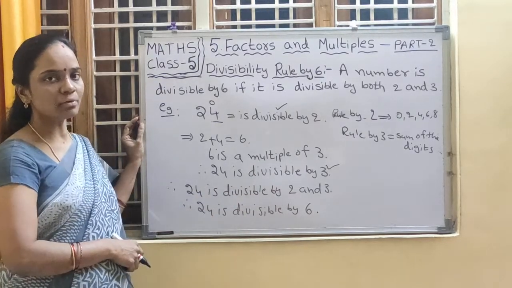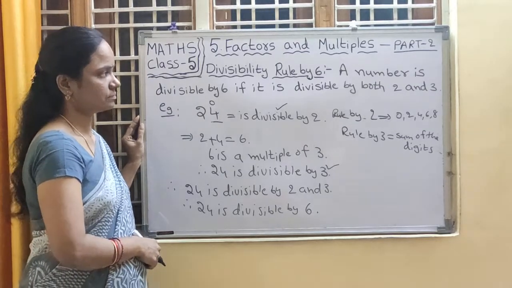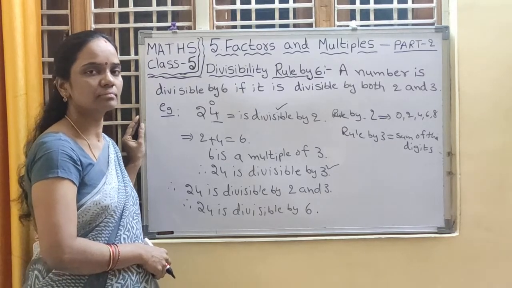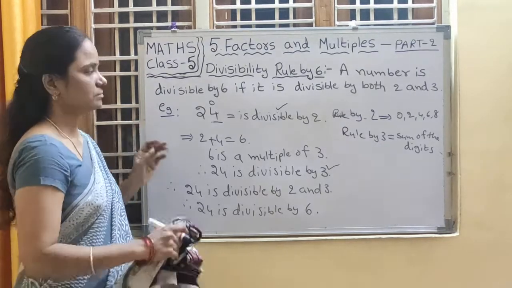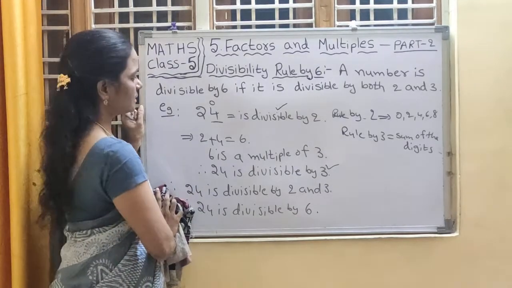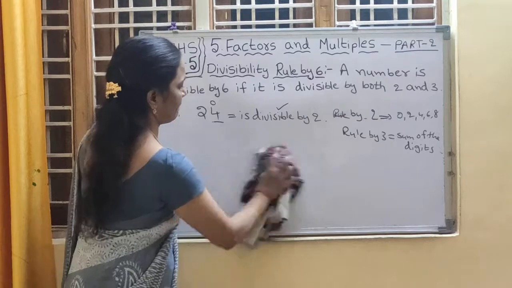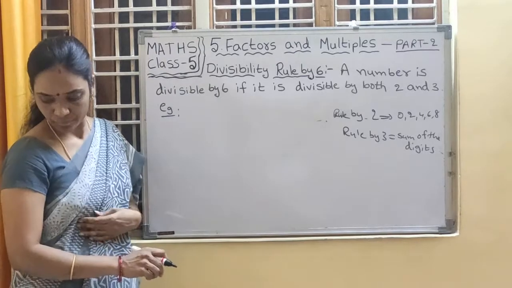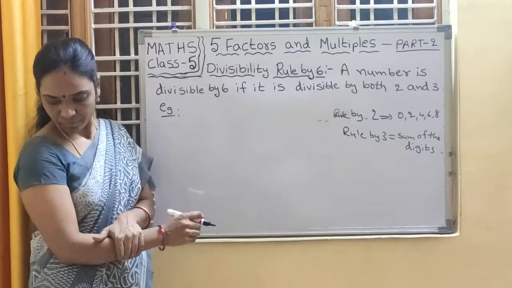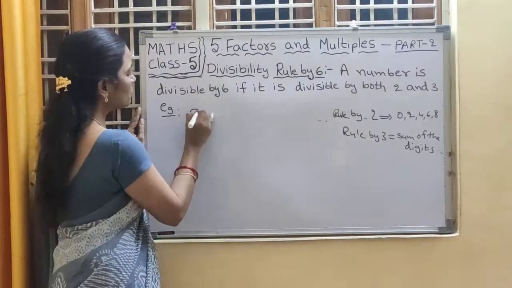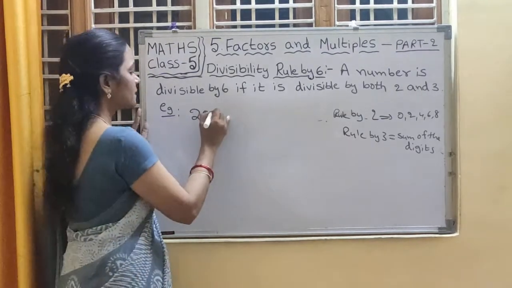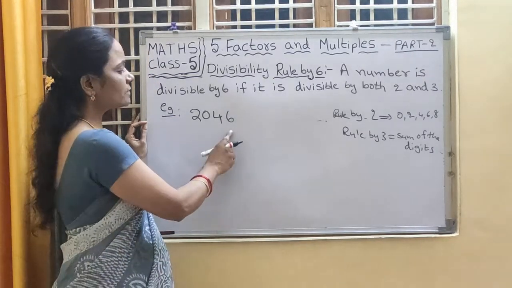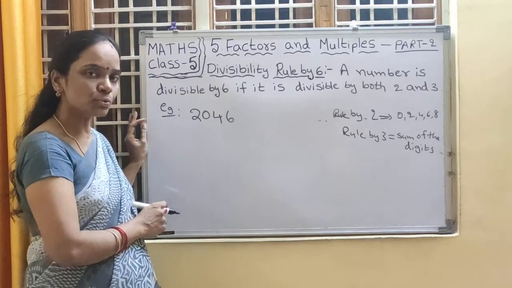I want to take another example. The second example: 2046. Is this number divisible by 6? We will check. First check whether this number is divisible by 2 or not.